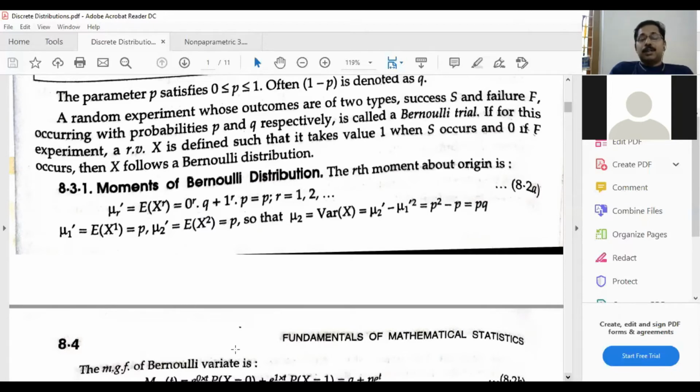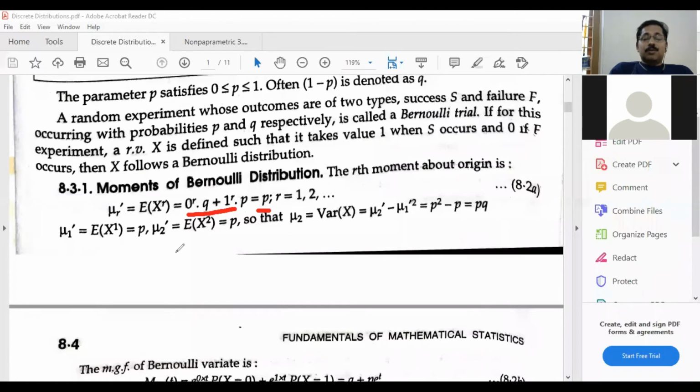So the derivation is like this: mu r dash is equal to this one, that is equal to P. So the rth moment, mu r dash, is P for r equal to 1, 2, etc. What it means? The raw moment is a fixed value. That is one of the properties of this distribution. If you find out mu1 dash, it is P. Mu2 dash, it is P. So all the raw moments are fixed. It is P. Is it clear?